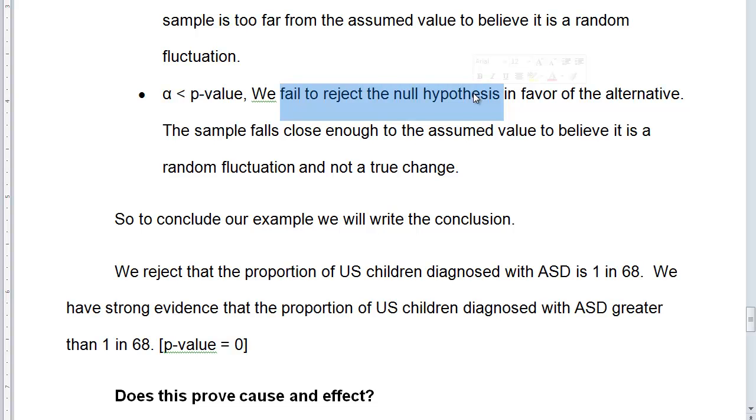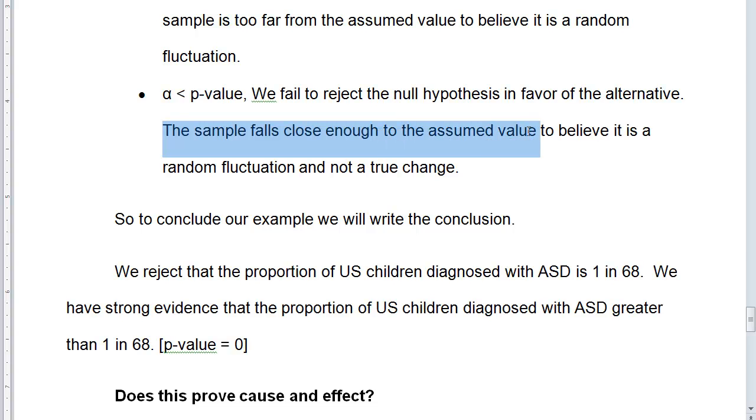We can't really test the truth of the null hypothesis, and we're going to talk about that in the next video when we start talking about errors and the type of errors that we could commit. So the sample actually falls close enough to the assumed value to believe it is a random fluctuation and not a true change. Okay, so we don't have enough evidence.